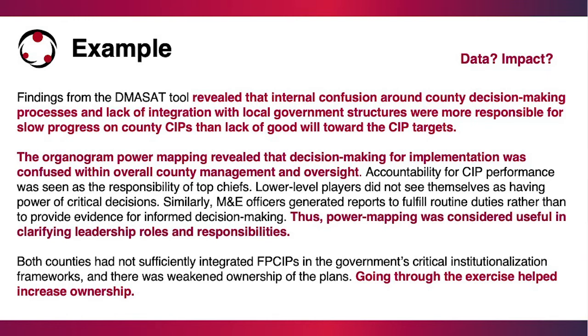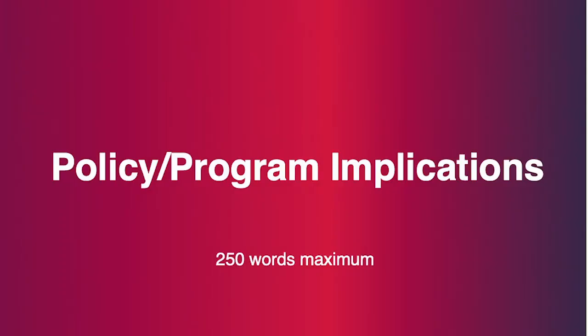You can see that the authors describe the impact of using the tool and power mapping introduced earlier. Finally, let's discuss the last part of the abstract, or the policy or program implications section. This should be no longer than 250 words.